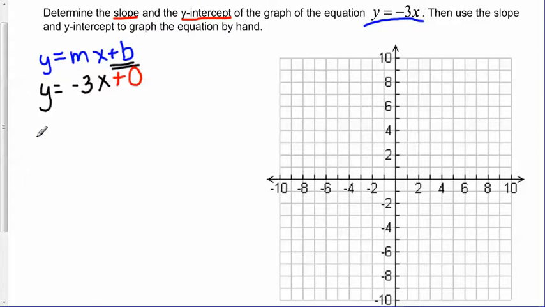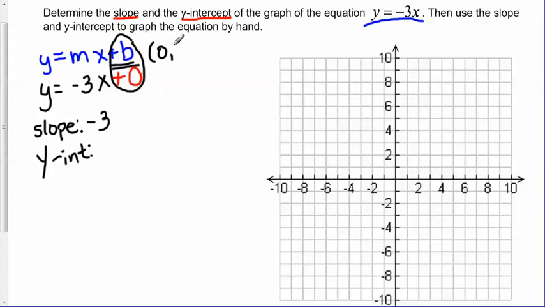So determine the slope. The slope for this problem is negative 3. And the y-intercept, well, remember, this is where the b comes from: my y-intercept is always going to be (0, b), whatever that b value is. Well, in this case, that b value is 0. So my y-intercept is going to be (0, 0). That invisible 0 that was added on there.